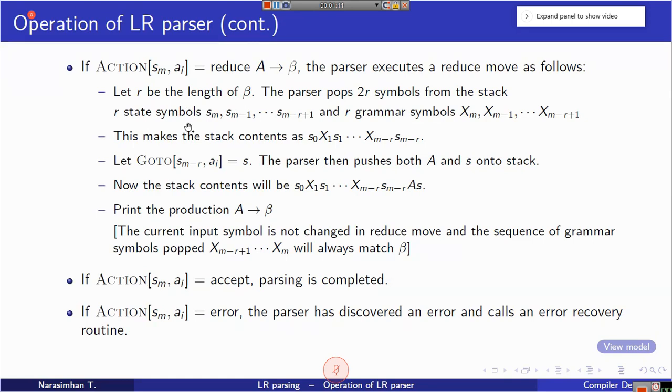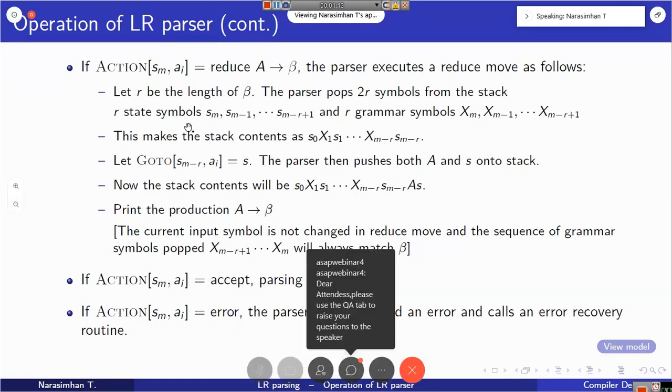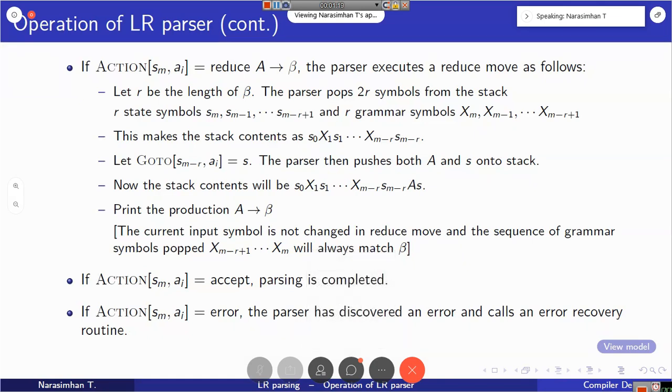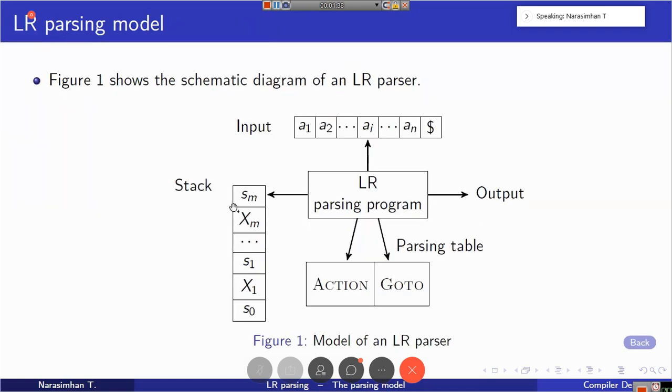So let me give a simple example. Suppose the production to be used is X gives Y. What is beta here? Y, right? What is the length of beta? 1. You have just one symbol for beta, that is Y. So what you need to do? You need to pop 2R symbols, that is, you need to pop 2 symbols from the stack. That means Sm will be popped, Xm will be popped.